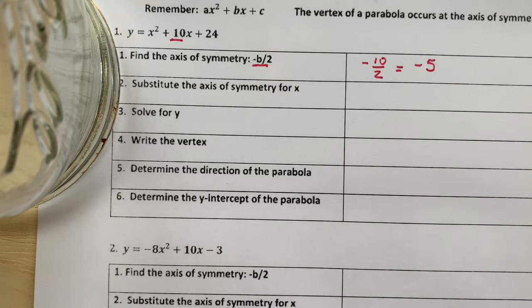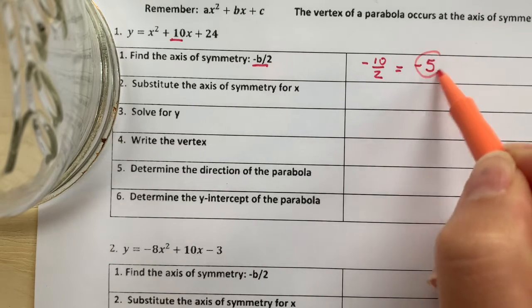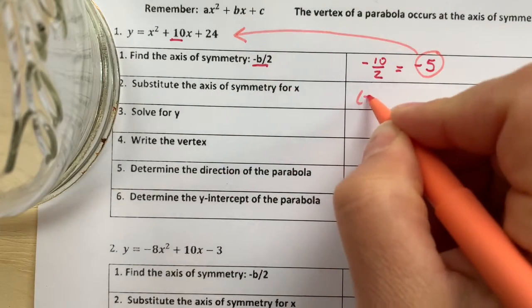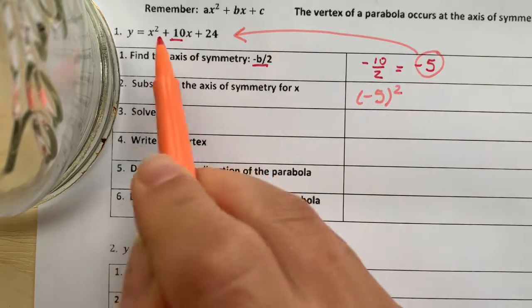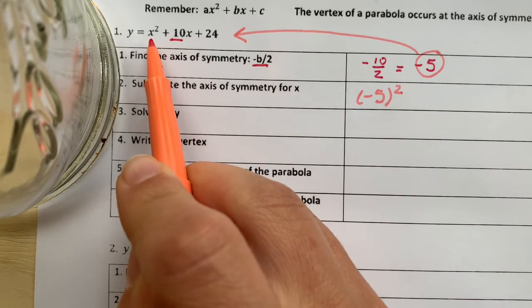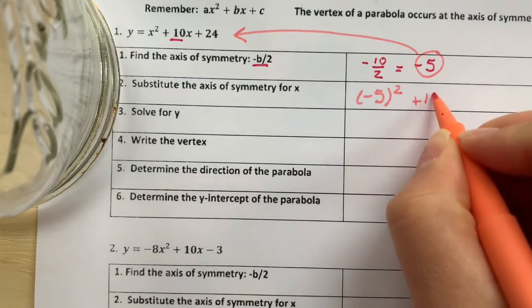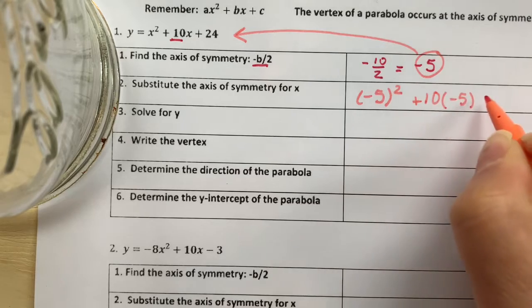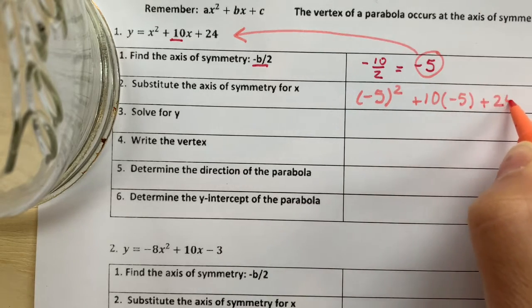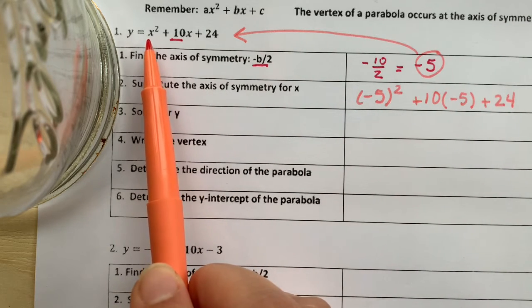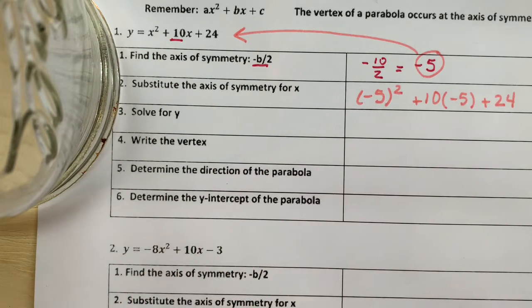We're going to take that negative 5 and we're going to substitute it in to our equation everywhere we see an x. So we're going to have negative 5 squared, because it's x squared, instead of x, we're putting a negative 5 in. Don't forget to put your parentheses around that. Plus 10 times a negative 5 plus 24. So I've taken this negative 5, I've substituted it in for x, and everywhere I see x, I put negative 5. Now, we have to do that math.